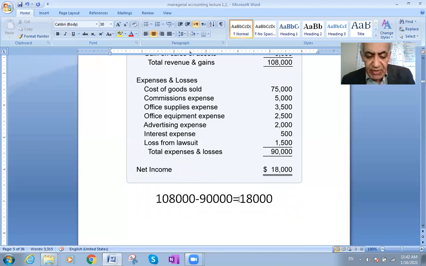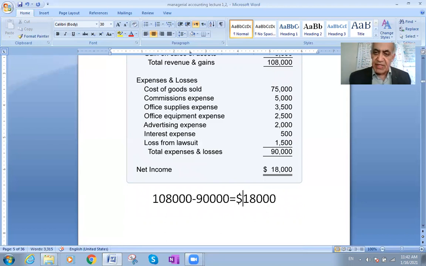We will do an example and train with ourselves. Then we will see you on the next lecture, on the next class. Let's go for another example for the income statement.